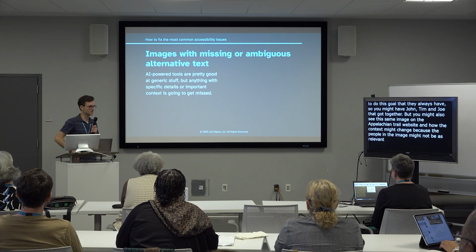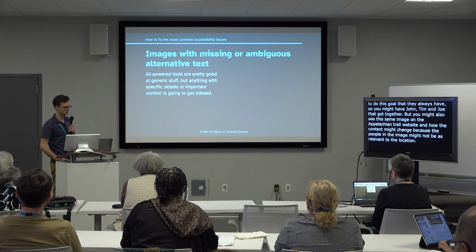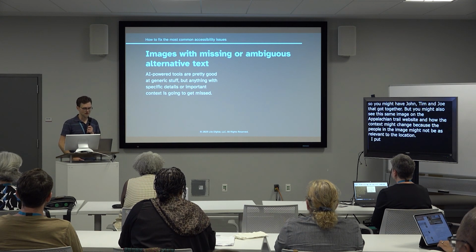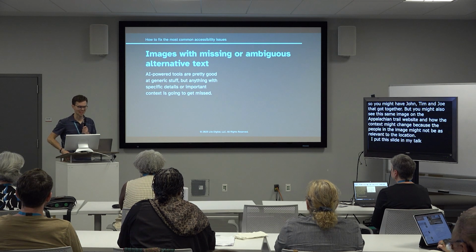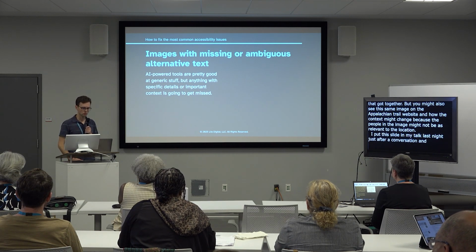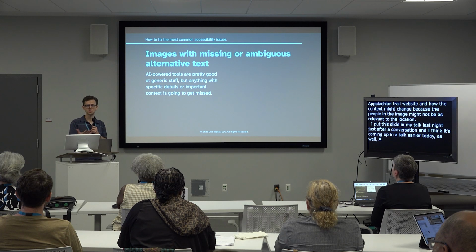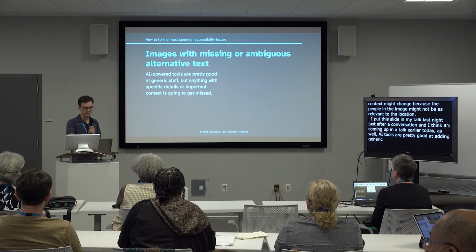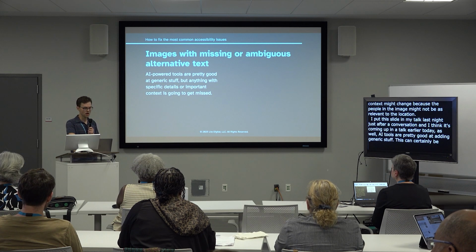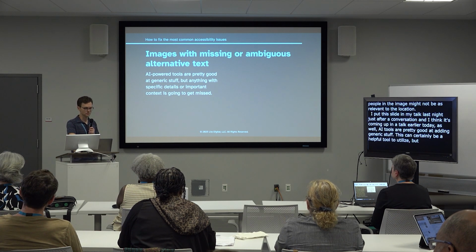I put this slide in my talk last night just after a conversation, and I think it's come up in a previous talk today as well. AI-powered tools are really good at adding generic alt text. So as a first pass across your site, if you have a lot of images, this can certainly be a helpful tool to utilize. But it's not great at capturing specific details.